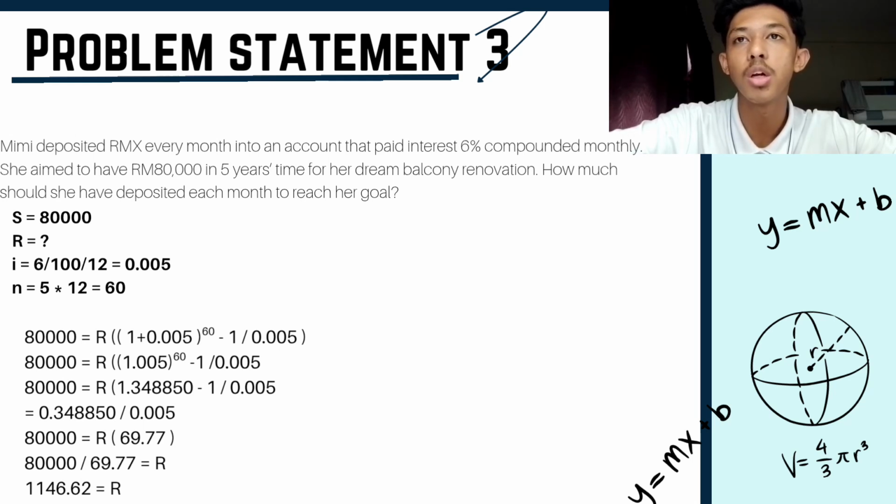So we use the formula of future value. We get 80,000 equal to R bracket 1 plus 0.005 to the power of 60 minus 1 divided by 0.005. We solve all of this and get 80,000 divided by 69.77 equal to R. So the answer for R is 1,146.62 ringgit.